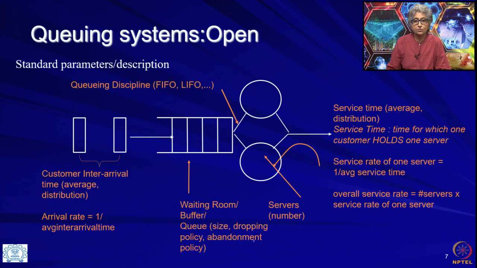This next picture is just showing everything that we just talked about in a clean way. To repeat, we have the service time, which has the average and the distribution. Recall that it is the time for which one customer holds one server, and 1 divided by the average service time is the service rate. We have the overall service rate. If we have multiple servers, then the overall service rate of the system becomes the number of servers multiplied by the service rate of one server. If one server is going at a certain speed, more servers can go at a faster speed overall. Then we have the waiting room, and the customer inter arrival time, with the average and the distribution. The arrival rate is 1 divided by this average inter arrival time, and then we have the queuing discipline.